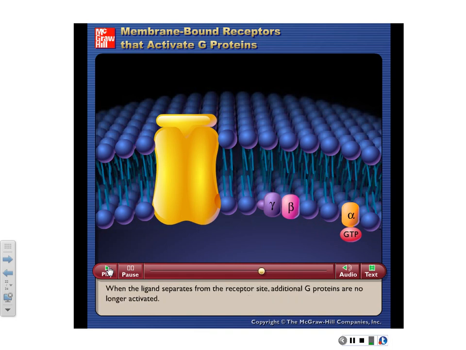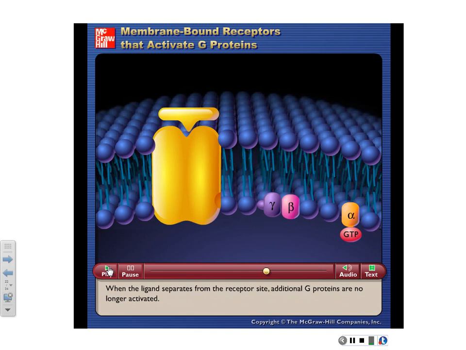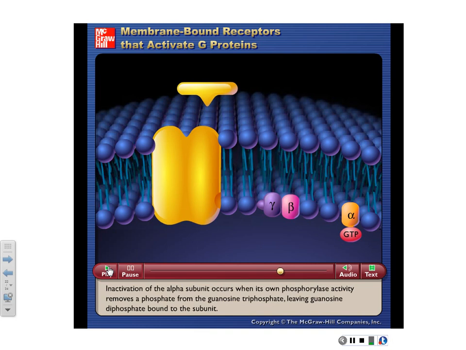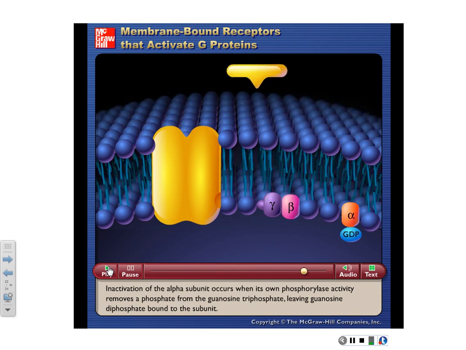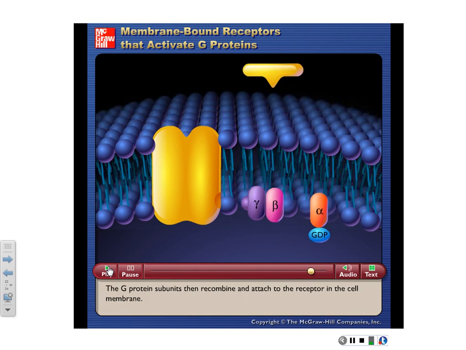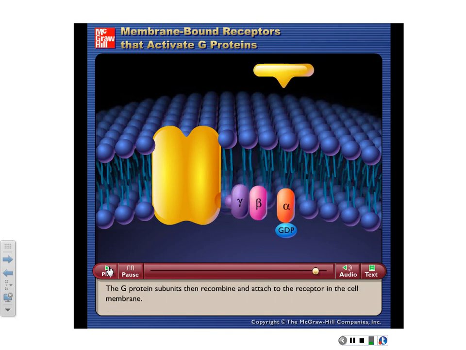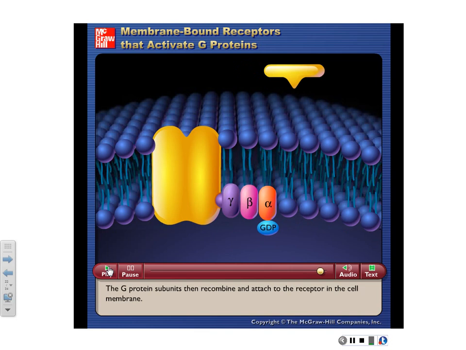When the ligand separates from the receptor site, additional G proteins are no longer activated. Inactivation of the alpha subunit occurs when its own phosphorylase activity removes a phosphate from the guanosine triphosphate, leaving guanosine diphosphate bound to the subunit. The G protein subunits then recombine and attach to the receptor in the cell membrane.